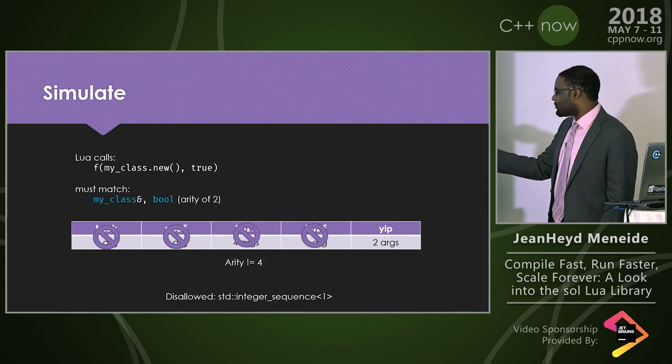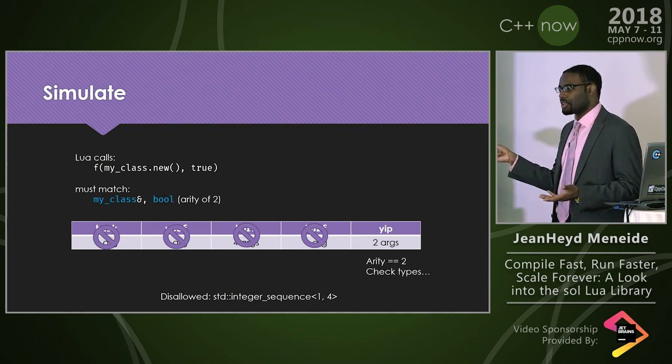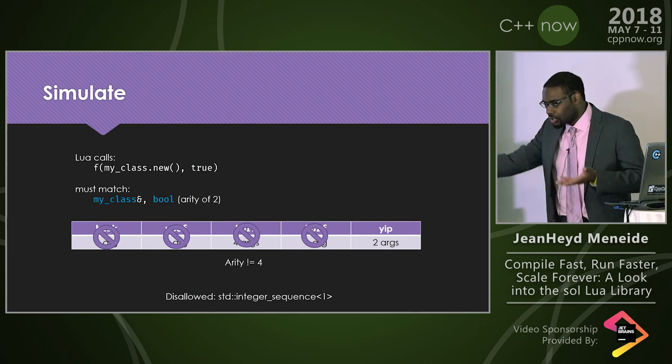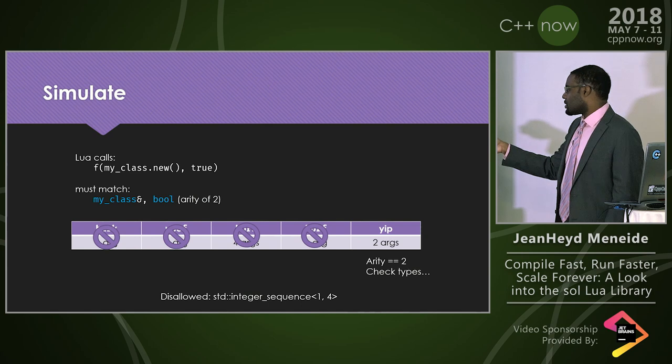We also do this for arity of 4, and because we know arity at compile time, we can immediately knock that out too. There's no more of arity 4 here, but if there were, we would just call them right out. Now we have something that matches the arity.